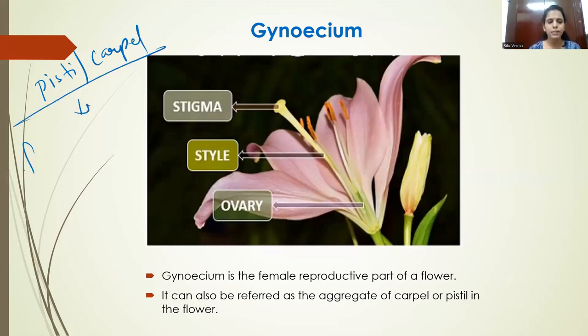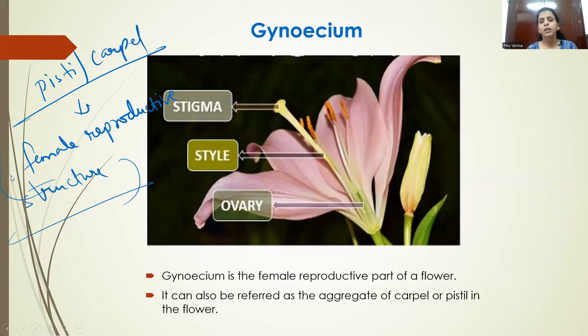So this pistil or carpel is actually the female reproductive structure of angiosperms. Now what happens is, in any flower, the number of pistils present varies from species to species. Based on the species, the number of pistils or carpels present in any flower varies.